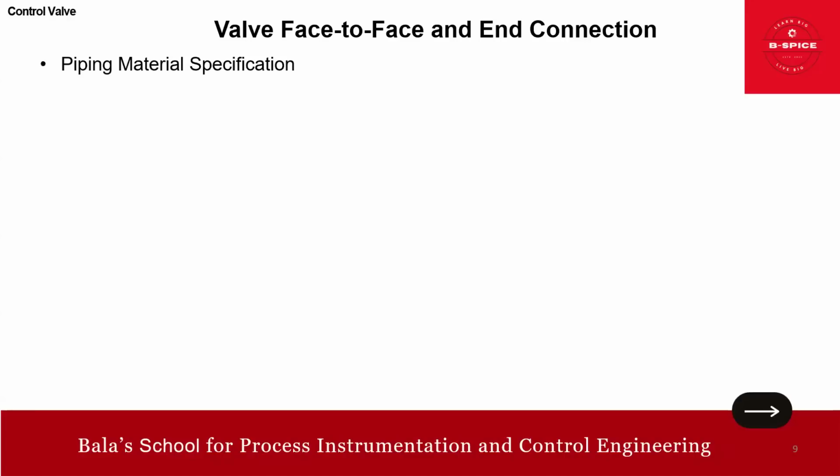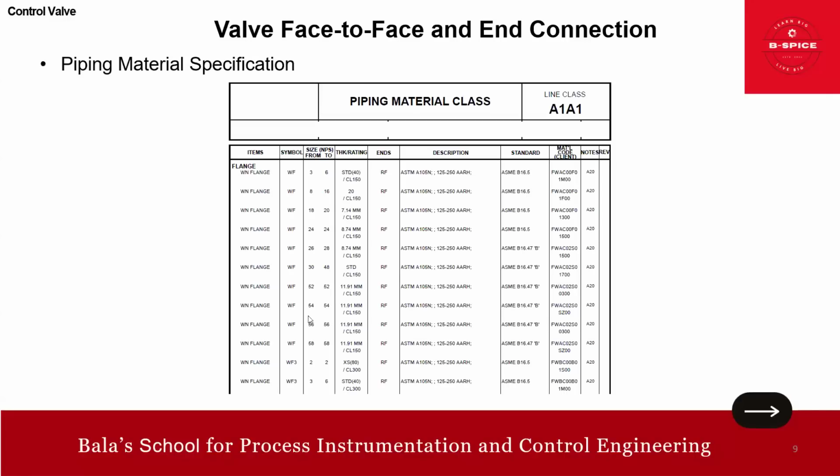So, piping material specification. This is the look and feel, friends. For example, this is my line class A1. If you remember our previous videos on the P&ID, how to read a P&ID, there is a line class, right? If the line class says A1, how do we interpret it? Yes, you need to refer to this piping material class. So A1 is a line class.